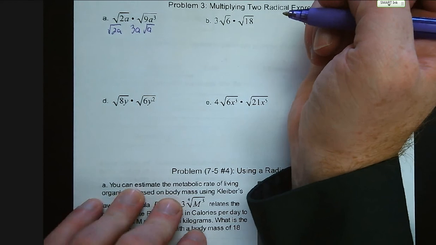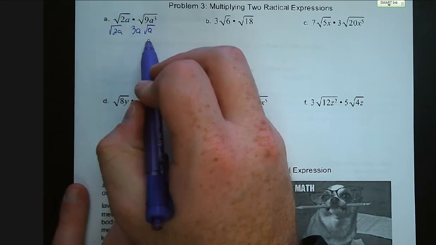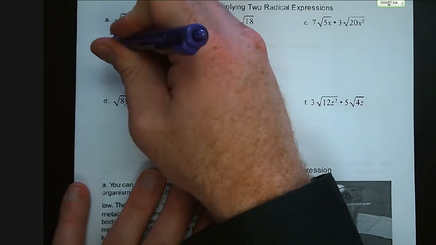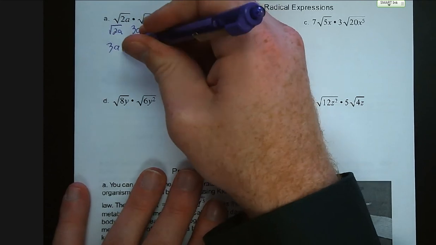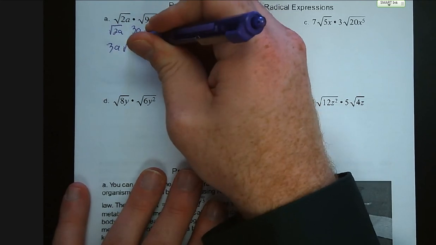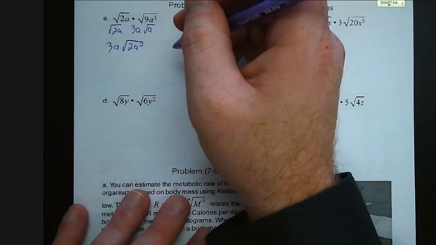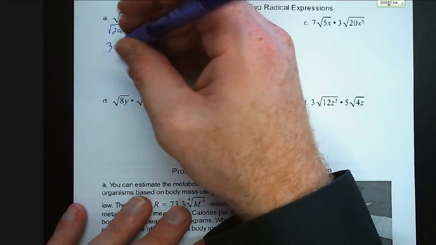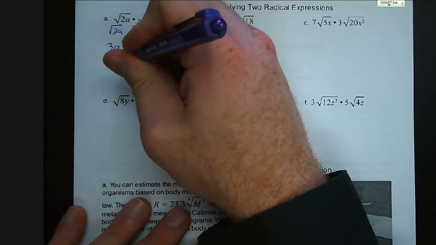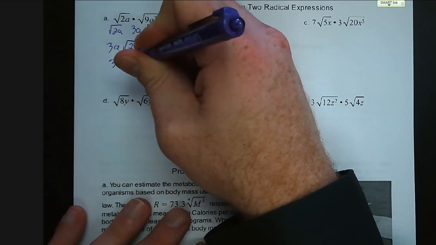Okay, so now we multiply. Our radicals are multiplied, so we get 3a out in front, and 2, and a times a is a squared. Well, the square root of a squared is a, so we have 3a squared times the square root of 2.